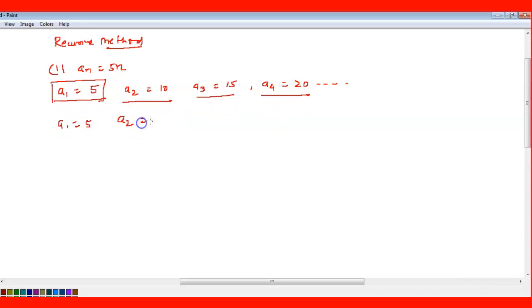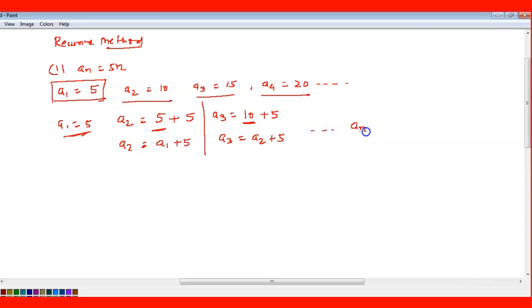a2 I can also write as 5 plus 5, and this 5 is the last term only. So a2 I can write as a1 plus 5, because a1's value we already know is 5, right? Similarly for a3, we can write 10 plus 5. This 10 is a2 only, so you can write a2 plus 5, and so on.